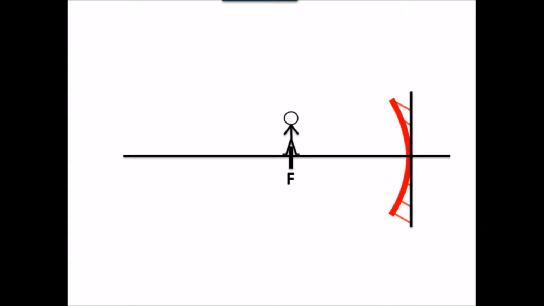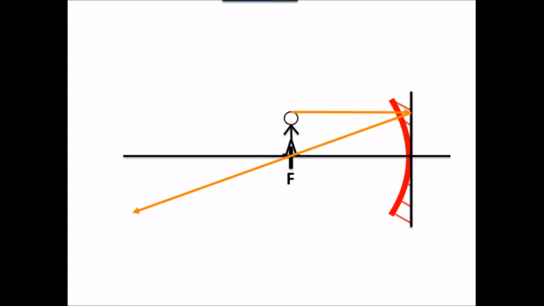The mirror is the same, but our stickman has moved closer to it. He's standing exactly on the focus. What difference will this make? Let's find out. Again, we draw a ray that goes in parallel to the axis and reflects out through F. That is, it passes right between his feet.